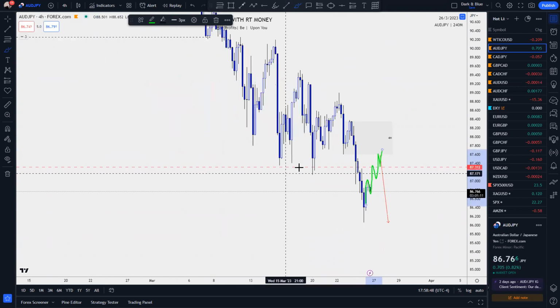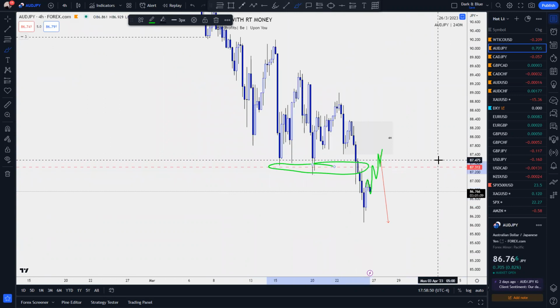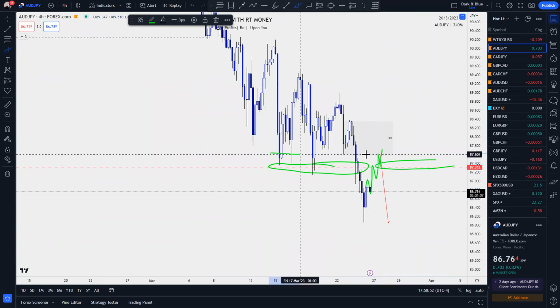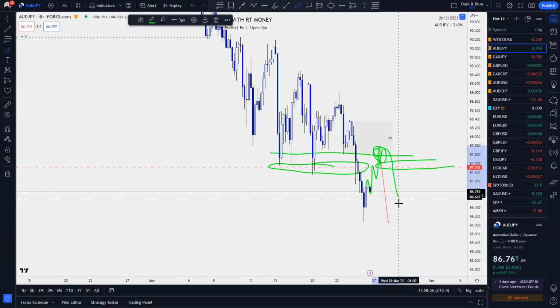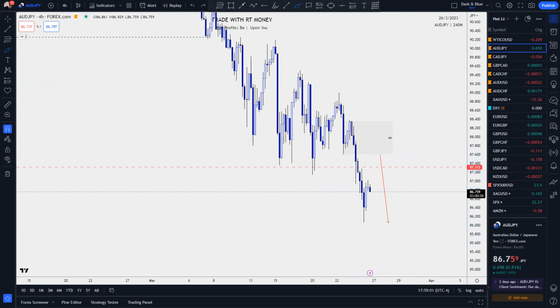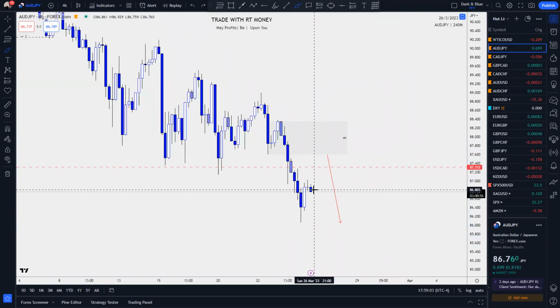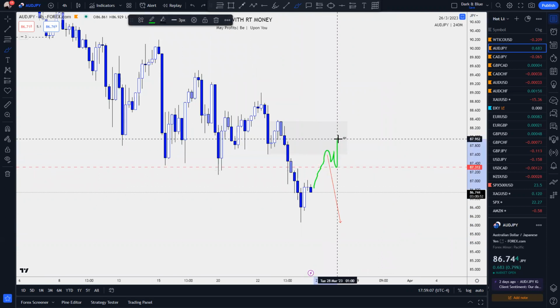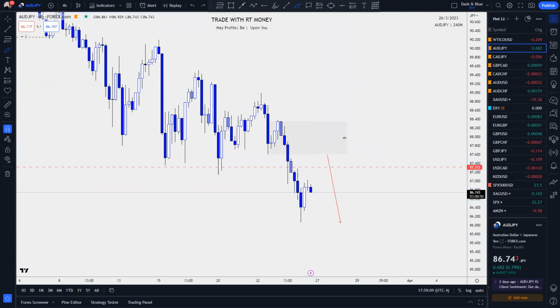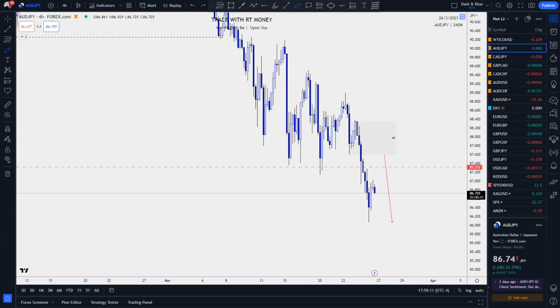I'm waiting for price to come back up to the breakout areas, up in this area, to give me a proper sell setup so I can take that sell down. I'm looking to take that sell after I get my price. I'm looking for price to do its thing here and then come on back down. So that's it on Aussie yen.